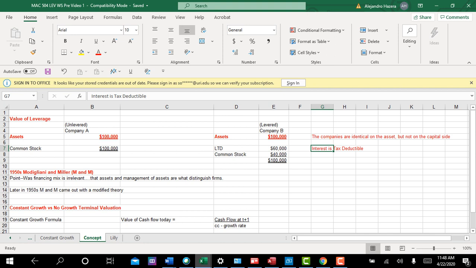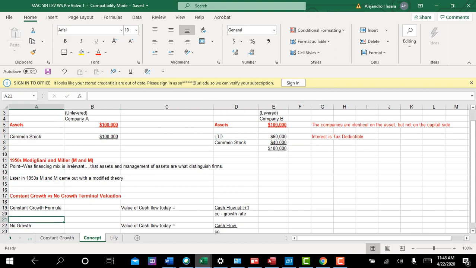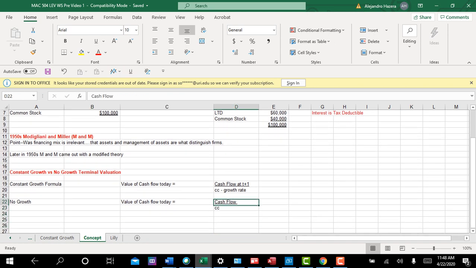Okay, the next part of this theory is that instead of using the constant growth formula, we're going to use a no growth type of perpetuity formula, terminal type formula. And that's a much easier equation. It's your cash flow, which never changes, divided by your no growth cost of capital. And mainly we're going to use it to calibrate the model more than anything else. Okay, so let's get right into this.